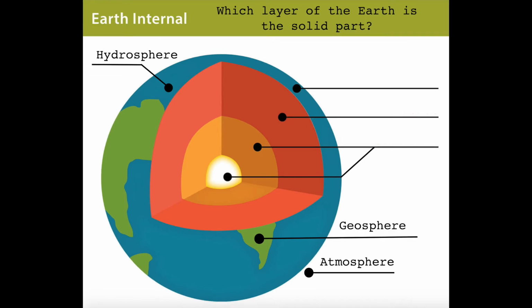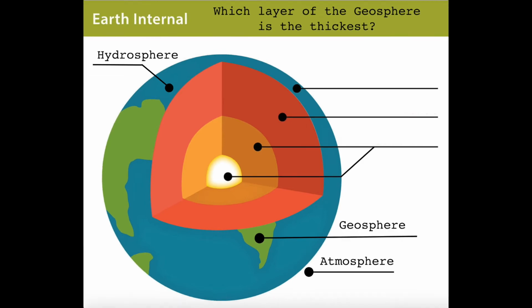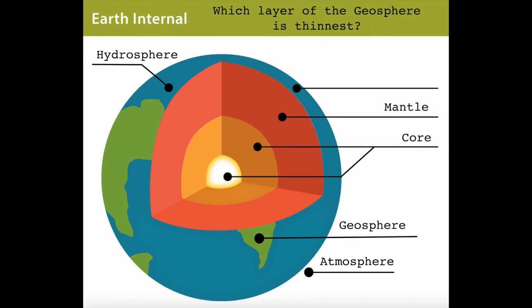Which layer of the Earth is the solid part? The geosphere. Which layer of the geosphere is the thickest? The mantle. Which layer of the geosphere is the inner layer? The core. Which layer of the geosphere is the thinnest? The crust.